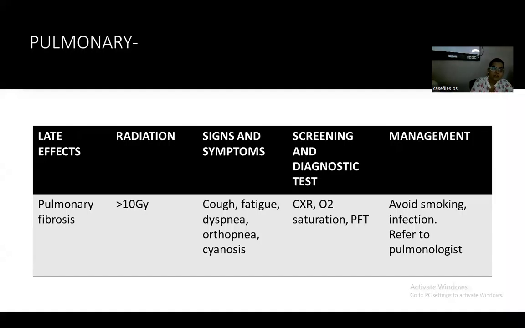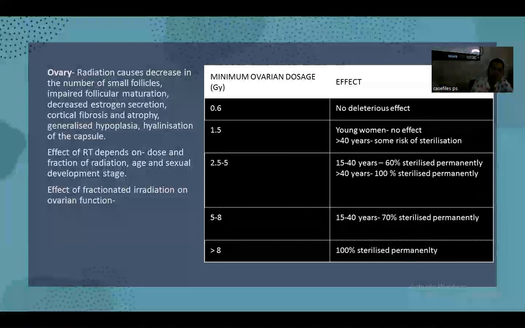Now, pulmonary late effects include pulmonary fibrosis. These patients usually present with cough, fatigue, dyspnea, orthopnea, and cyanosis. Screening and diagnostic tests include chest X-ray, oxygen saturation, and pulmonary function tests. The patient needs to avoid smoking and infection, and we have to refer these patients to a pulmonologist for further management.